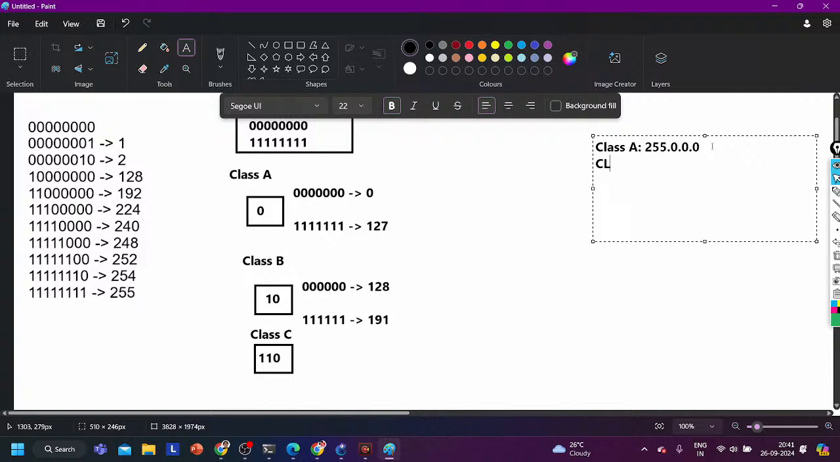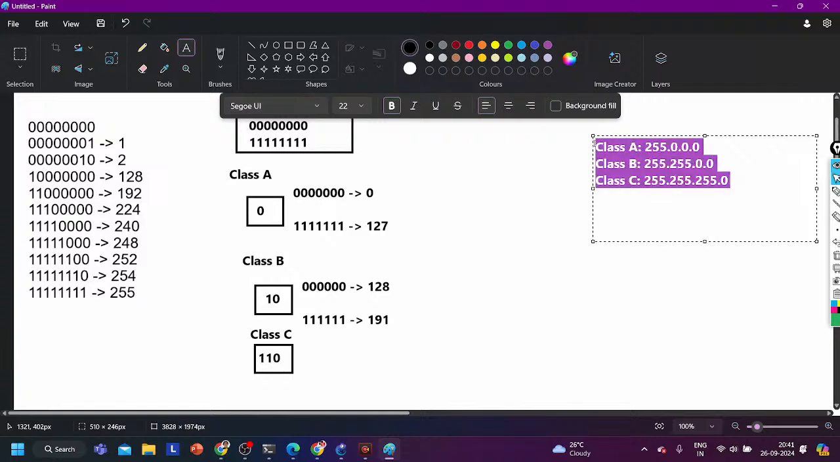From class B, how many networks can I design? For class B, how many network bits are there? 255.255.0.0. 16 network bits are there. And out of 16 network bits, I have reserved 2 bits. Means how many free bits are there? 14. So I can design 2 to the power 14 networks. In the same way from class C, 255.255.255.0. So we have 24 network bits and I have reserved 3 bits. So I can design 2 to the power 21 networks.